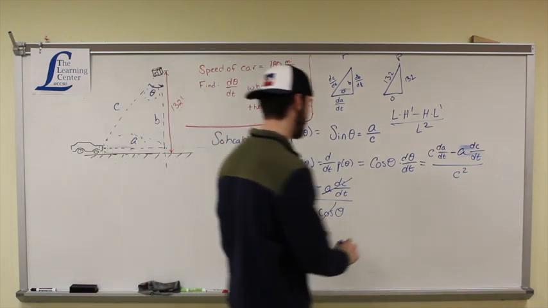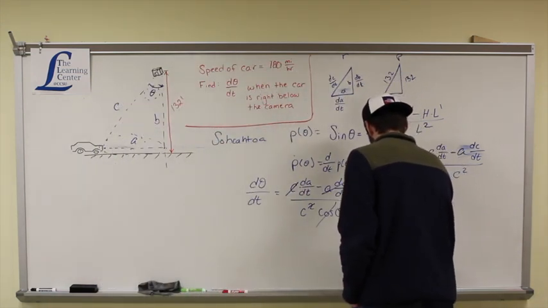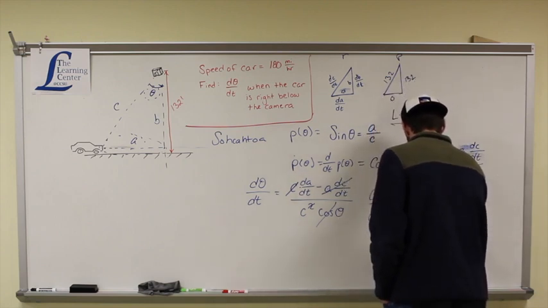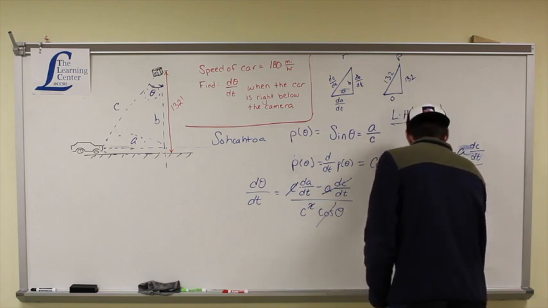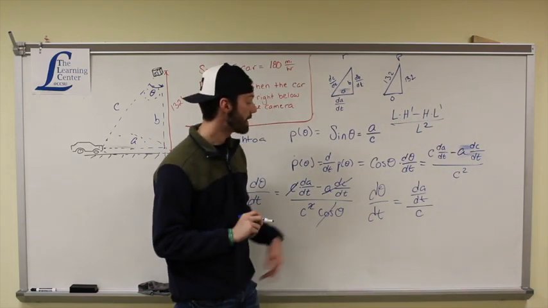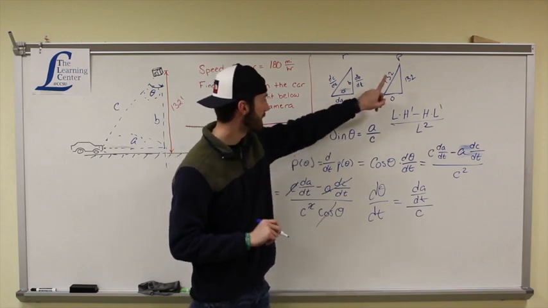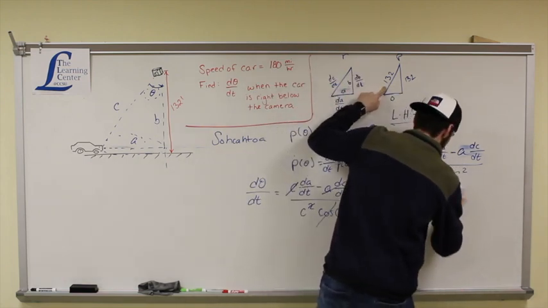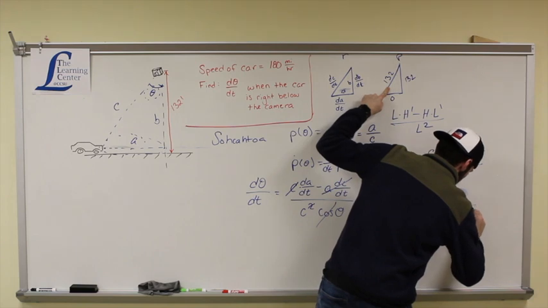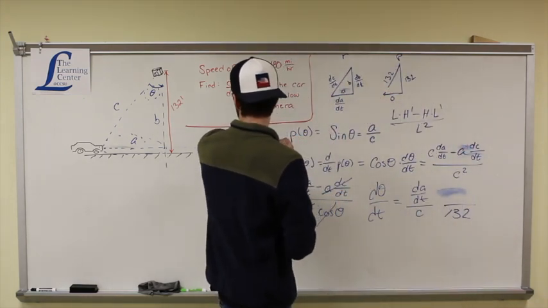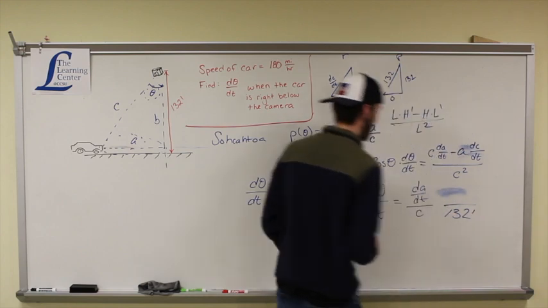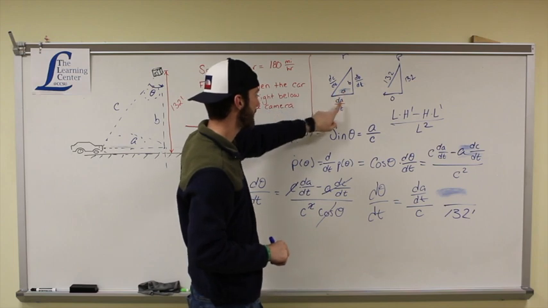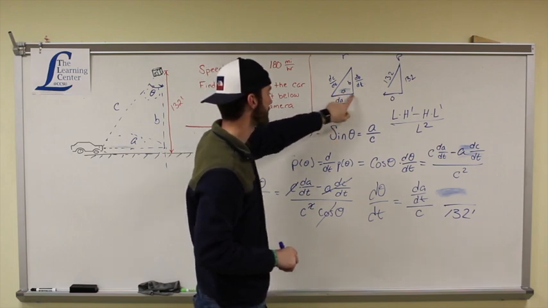And all we're going to be left with is dθ/dt is equal to dA/dt divided by C. And we know C is this length right here, 132. We talked about that earlier. 132, and that's in units of feet. And now we have to find dA/dt. Go to our rate triangle, go to side A, and say, what is dA/dt? It's the rate at which this side is changing.